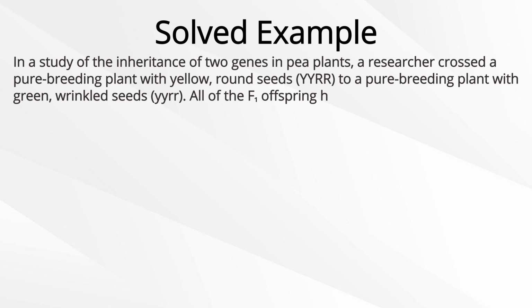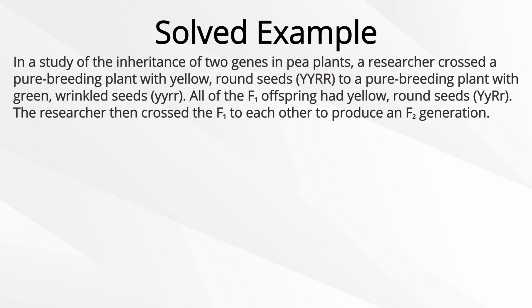Now we will solve one example to understand how the chi-square test is applied on linkage analysis, as well as to compare the observed results with the expected results based on Mendelian inheritance. In a study of the inheritance of 2 genes in pea plants, a researcher crossed a pure breeding plant with yellow round seeds, YYRR, to a pure breeding plant with green wrinkled seeds, yyrr. All of the F1 offspring had yellow round seeds, YyRr. The researcher then crossed the F1 to each other to produce an F2 generation.